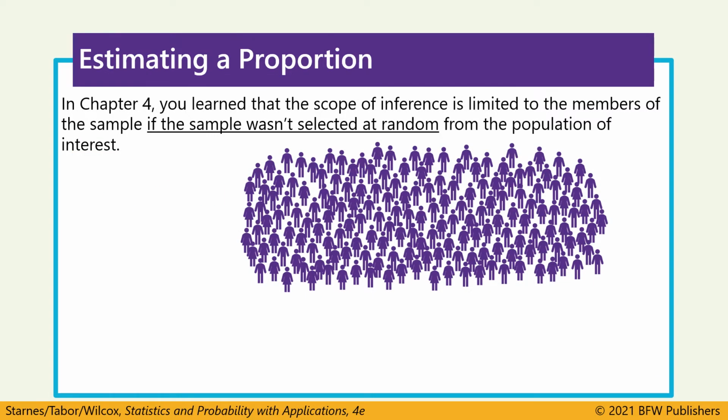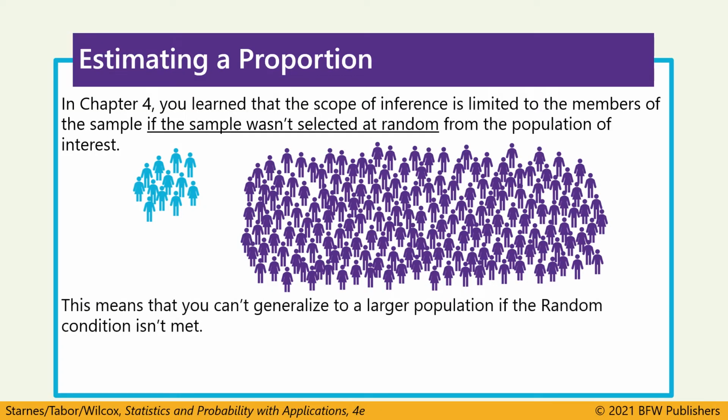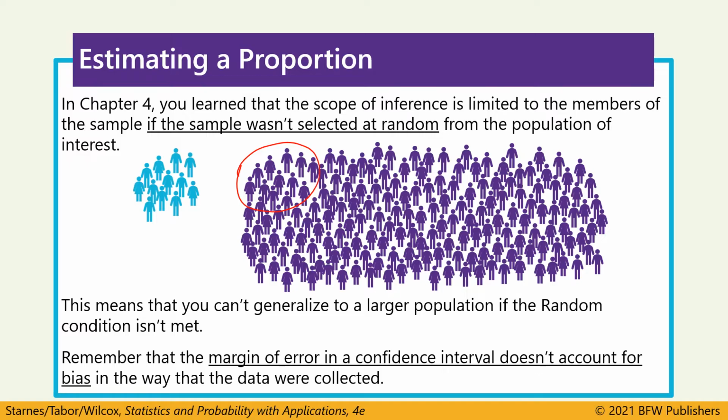And just a reminder for something we learned way back in chapter 4, when we were talking about sampling from a population, that sampling had to be collected at random. If it wasn't, we can't generalize those results to a larger population, which is why margin of error in a confidence interval doesn't account for any kind of bias introduced in the way that we're collecting our sample.